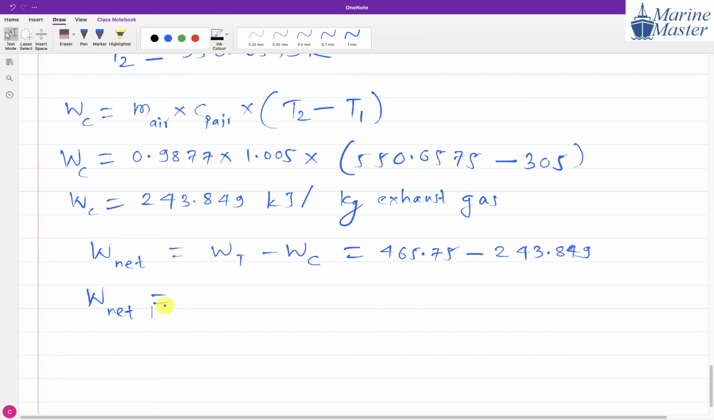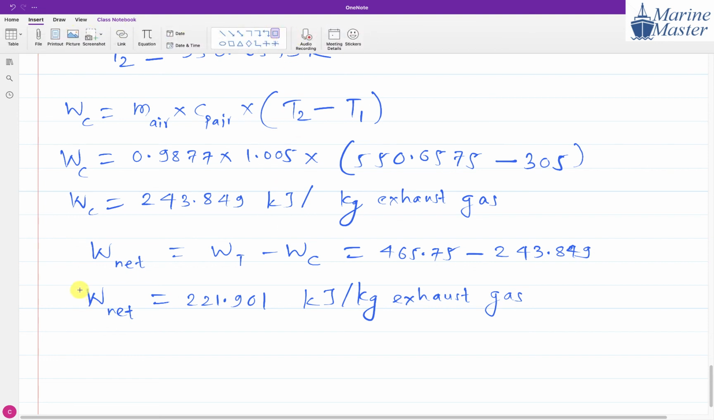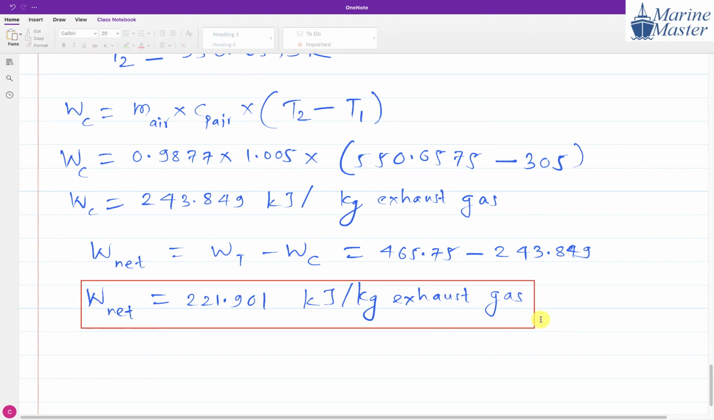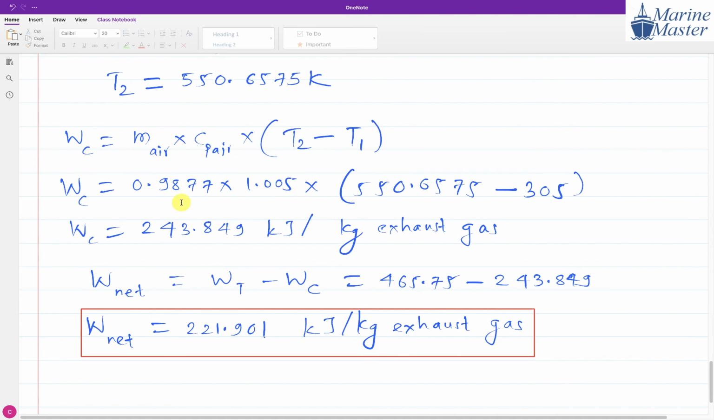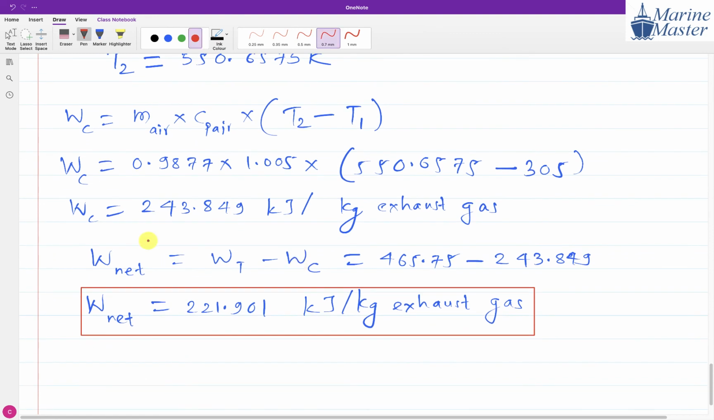So everyone do the calculation with me. 465.75 minus 243.849, and we will get W net: 221.901 kilojoule per kg of exhaust gas. This entire discussion is on the basis of per kg of exhaust gas. So in this way we got the answer of part B's second part. Very simple discussion, not that difficult. We have already written up to WC. Now write down the next point, this W net discussion.